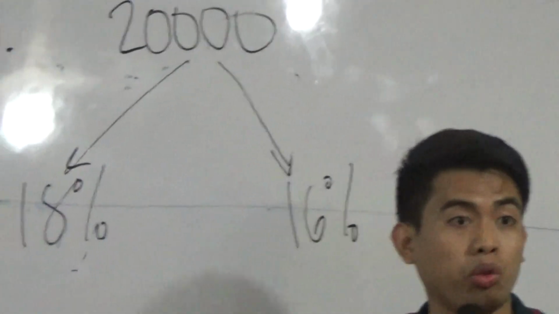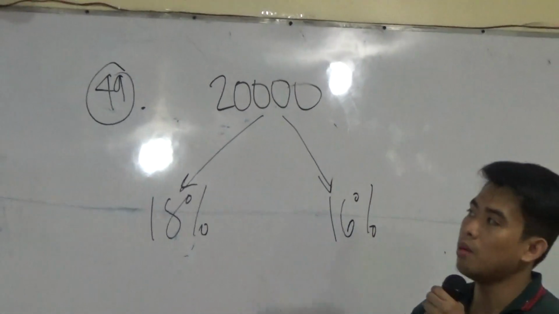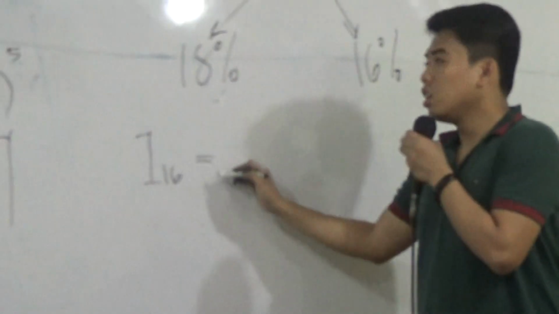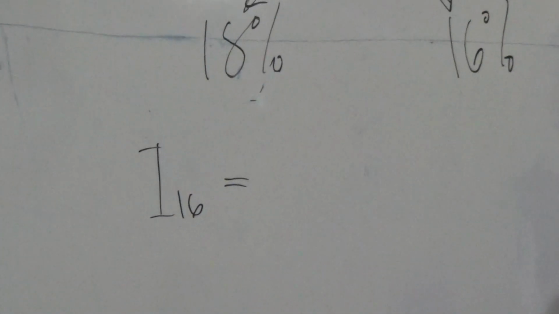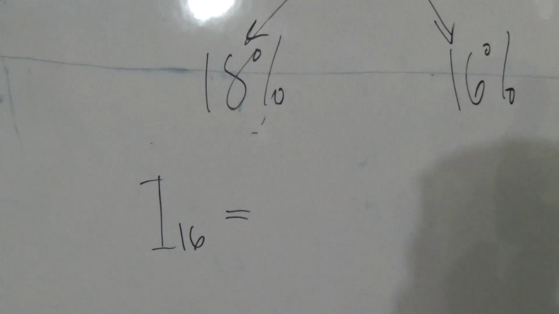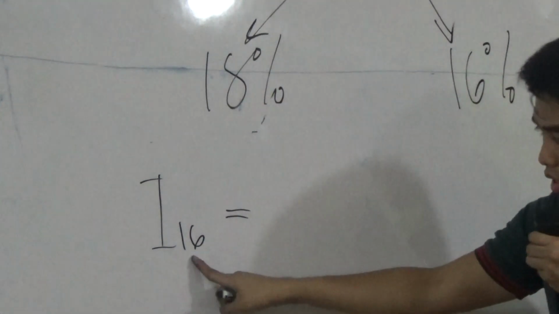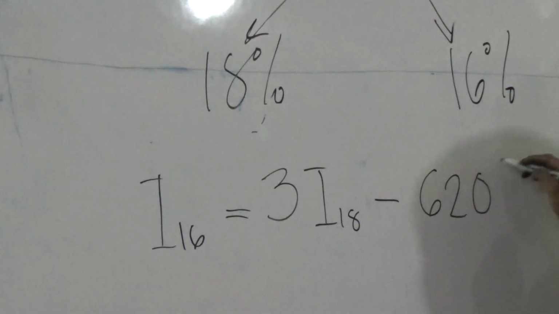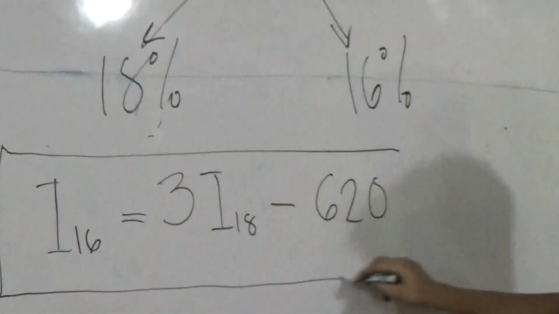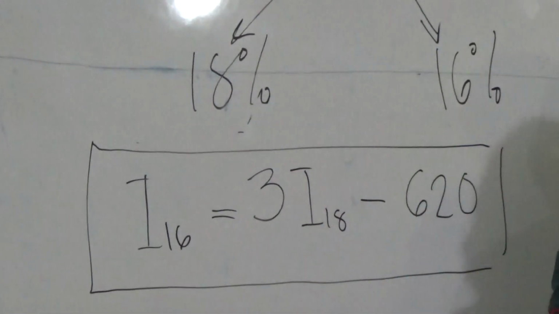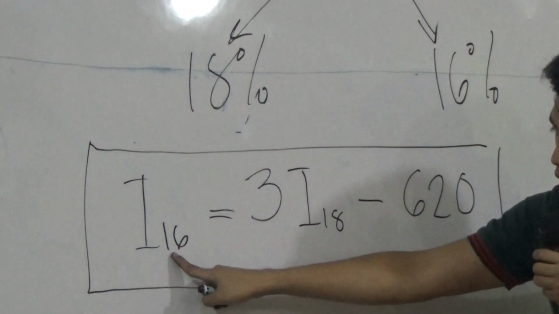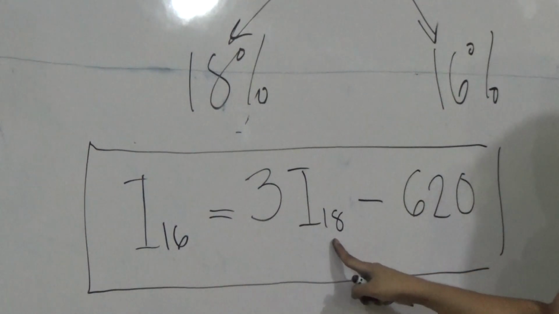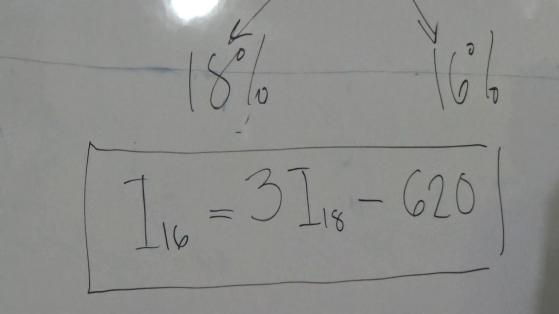Okay? The annual income from 16% invested. Pag sabing income, yun yung tinubo. The annual income at 16%, yung tinubo sa 16%, was 620 less than 3 times the income sa 18%. So, yung tinubo sa 16 is 3 times nung interest sa 18 minus 620. So, this is our working equation. Sir, saan galing yan? Sa description dun sa tanong. Tapos na yan.